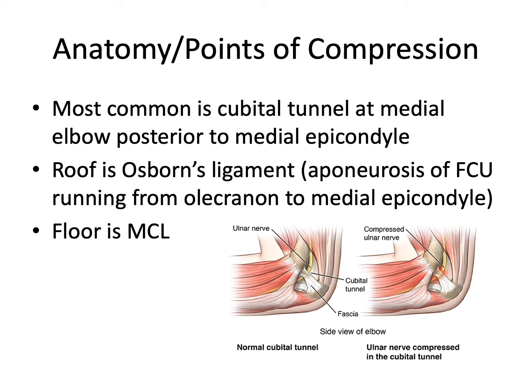Anatomy and points of compression. The most common is the cubital tunnel at the medial elbow posterior to the medial epicondyle. The roof of the tunnel is Osborne's ligament, which is an aponeurosis of the flexor carpi ulnaris running from the olecranon to the medial epicondyle. The floor is the medial collateral ligament of the elbow.